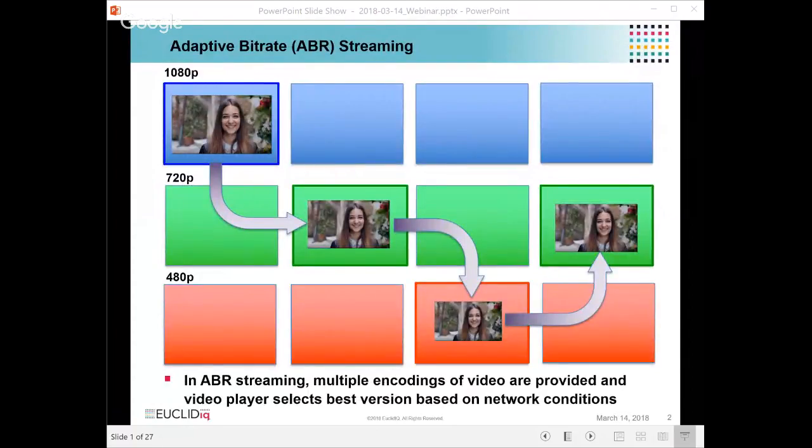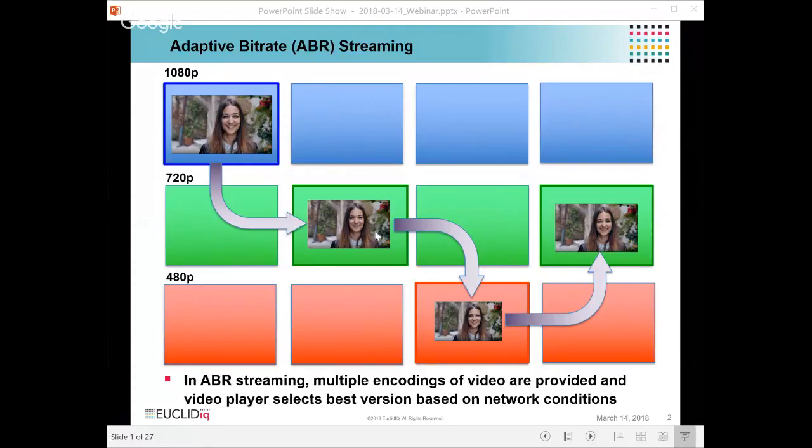In their constant quest to provide the best quality of experience, video distribution companies have increasingly turned to a technology called adaptive bitrate or ABR streaming. In ABR streaming, an encoder is configured to provide multiple encodings of a video at different frame sizes and bit rates. An adaptive video player then detects the user's bandwidth and CPU capacity and selects the best version of the video to stream based on network conditions.